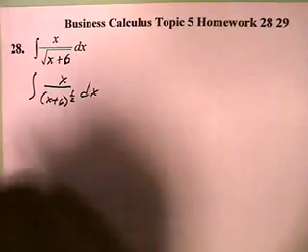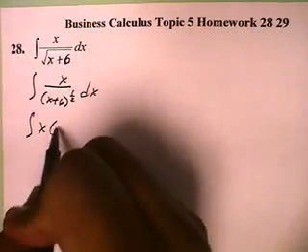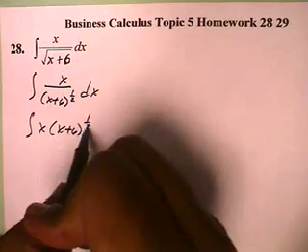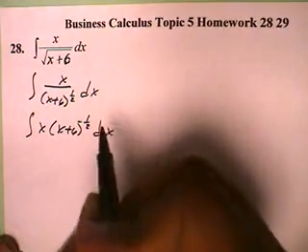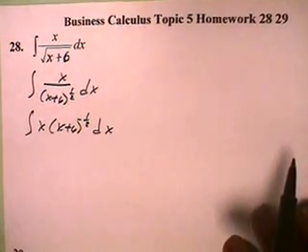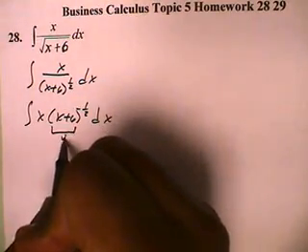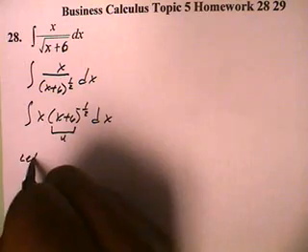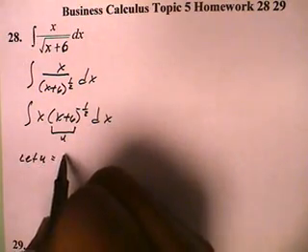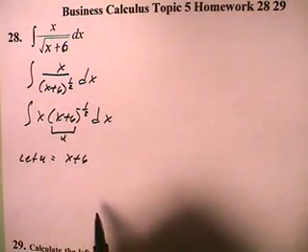Then I want to turn this into a product, which will be x times x plus 6 all to the negative 1/2 power dx. And now to take an integral of this, I want to use substitution. So all of this will be considered u. So I'm going to let u be represented by x plus 6.